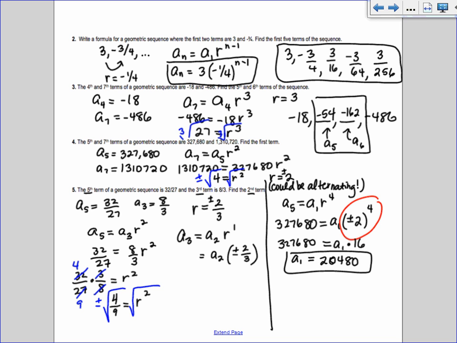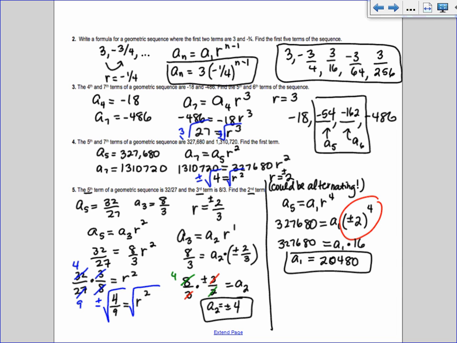Do you guys understand that that's times? Like you can put a little times mark if that bothers you. You're not adding 2/3 and subtracting 2/3. All right, and then A3 is going to be 8/3. So if I want to get rid of the 2/3, I'm going to multiply by plus or minus the 3/2. So I have 8/3 times plus or minus 3/2. And my 3 and 3 reduce out, and my 8 and 2 reduce out and give me 4. So I get A2 is equal to plus or minus 4.